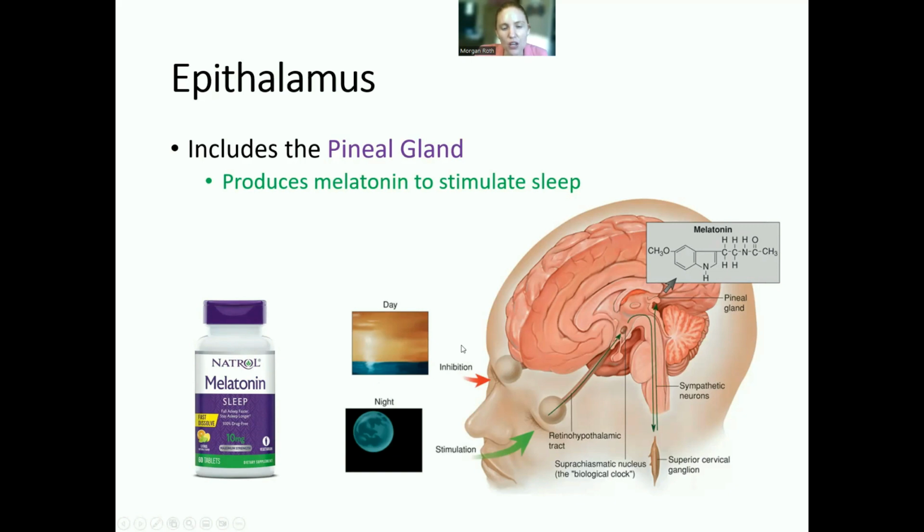So here's what happens. During the day, when you are getting light into your brain, that light goes to the pineal gland and inhibits it, preventing it from producing melatonin. But when it starts getting dark at night, the lack of light stops the inhibition, and stopping an inhibition is the same as stimulating. So when the light goes away, that's when the pineal gland starts producing melatonin, which starts getting you sleepy. So the epithalamus contains that pineal gland.